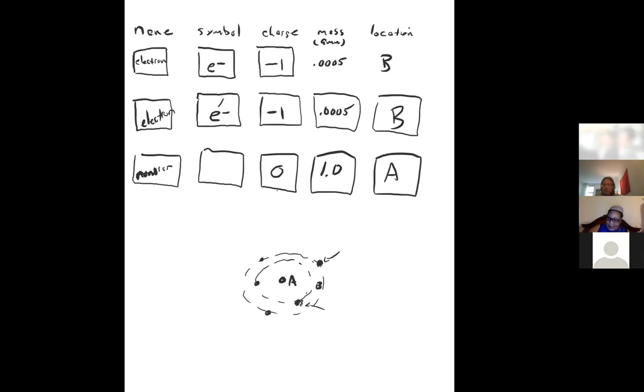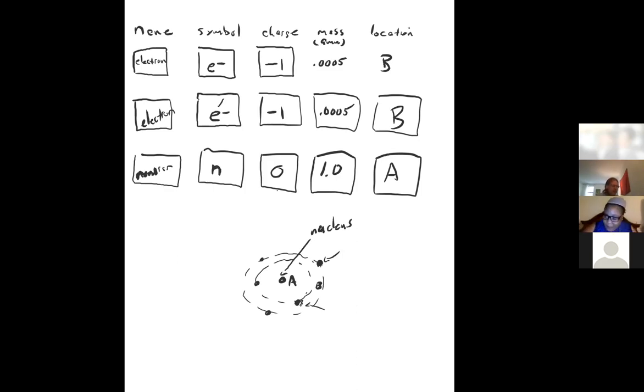The symbol for the neutron is just an N, lowercase n, not M, N. And charge is 0. They already told us the mass is 1 AMU. They already told us location is A. Yep, that makes sense, right? The nucleus is where the neutrons and protons are. Okay, so there you go. So you can fill out that table.